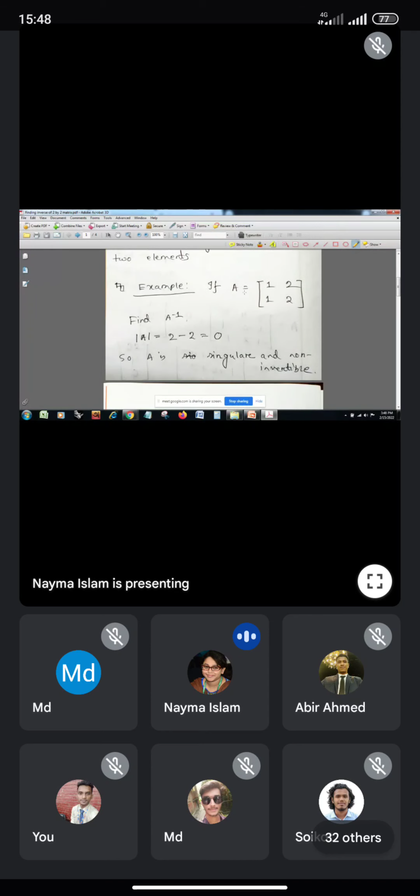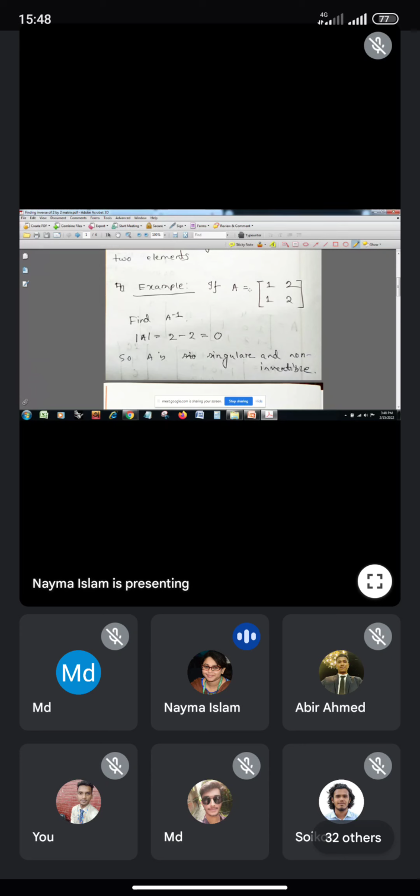Look at here, example. A is equal to 1, 2, 1, 2. You have to find inverse. That means find A inverse. Now, what is our first step? Our first step is you have to verify that the matrix is singular or non-singular. If the matrix is singular, you cannot find the inverse of that matrix.